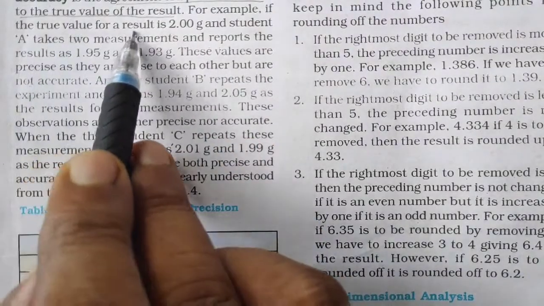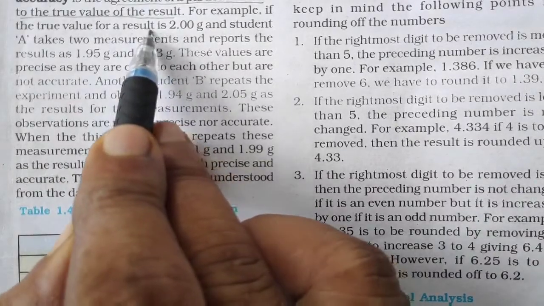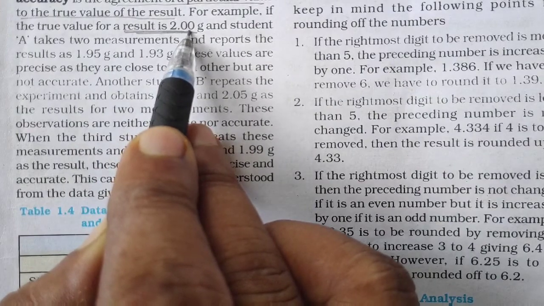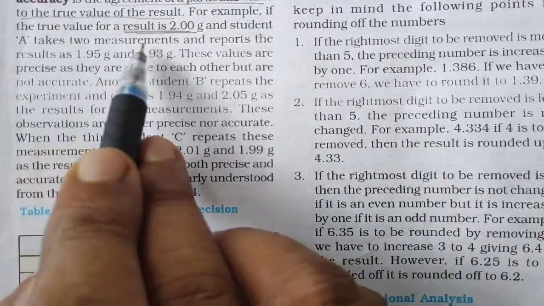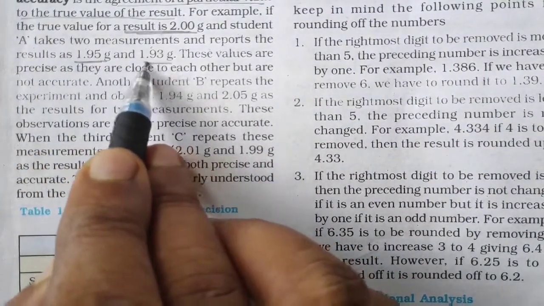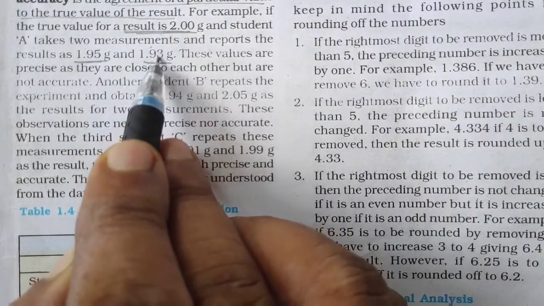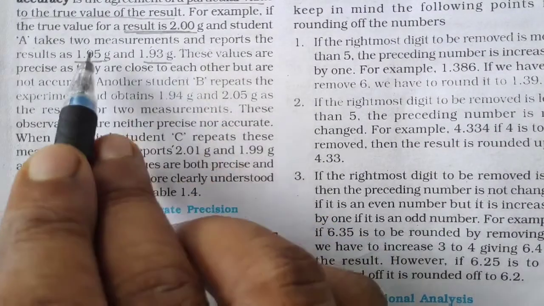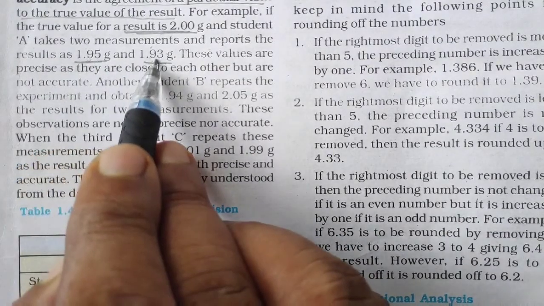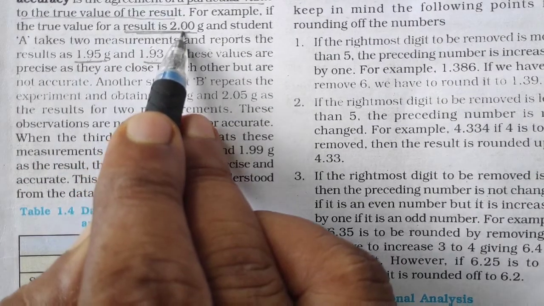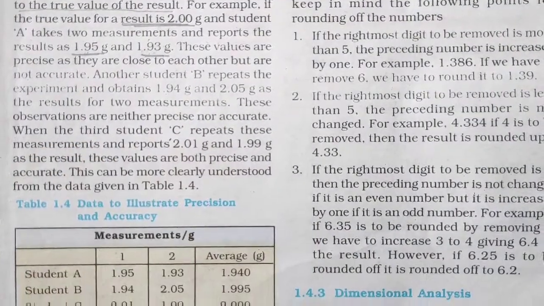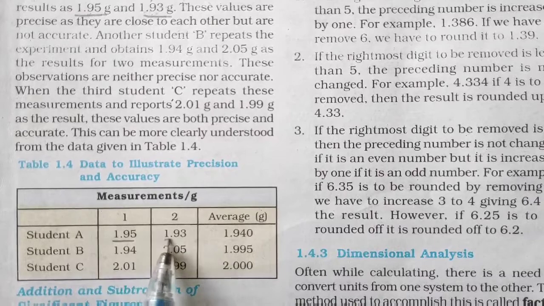If the true value for the result, meaning the actual value after performing an experiment, is 2 gram, that is the exact value. And student A takes two measurements. Now which are the two measurements? That is 1.95 and 1.93, right? Now if you see, it is not nearer to 2, but there is a closeness between these two results, that is the first reading and the second reading. Actually the result must be 2.0 or nearer, right? So 1.95 and 1.93.